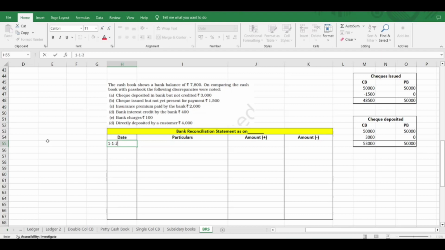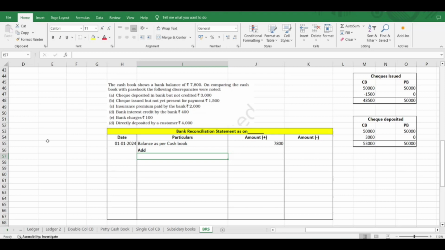Our first item, on the first date of the month, is balance as per cash book, rupees 7,800. Next, we'll first list down the items which have to be added. The point A, check deposited in bank but not credited: this particular transaction will be deducted.